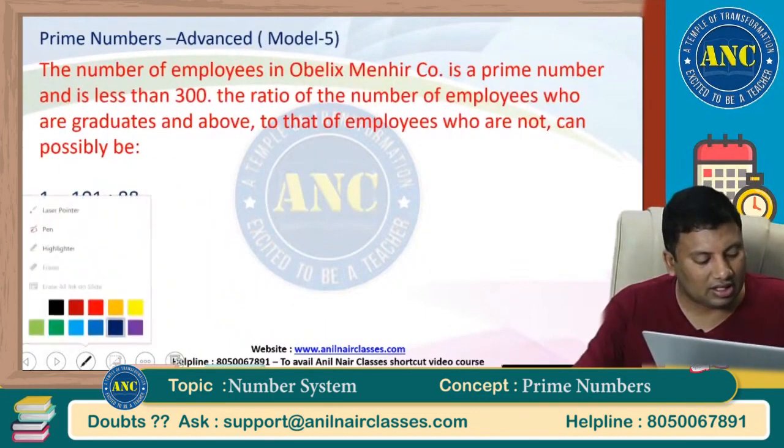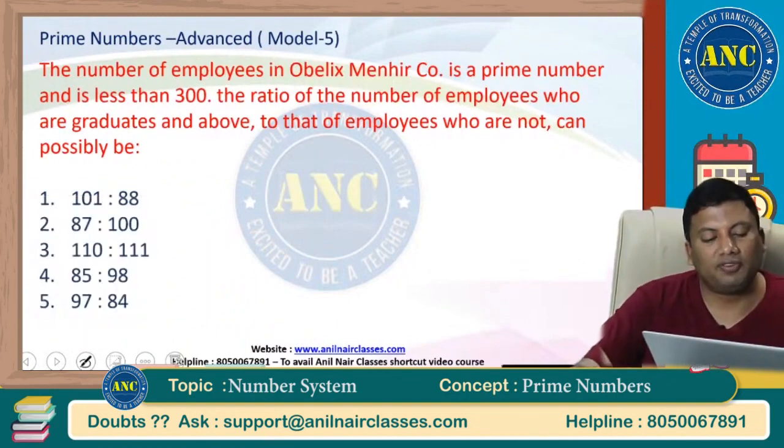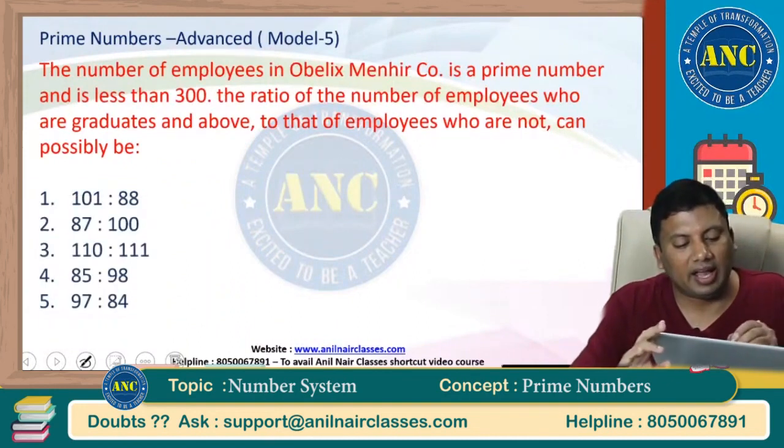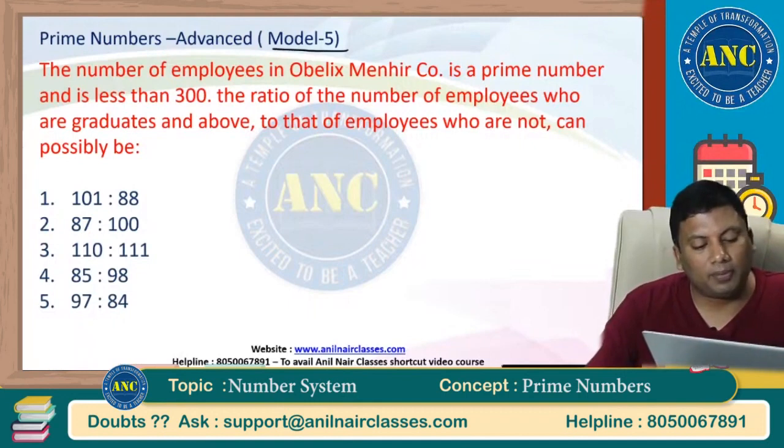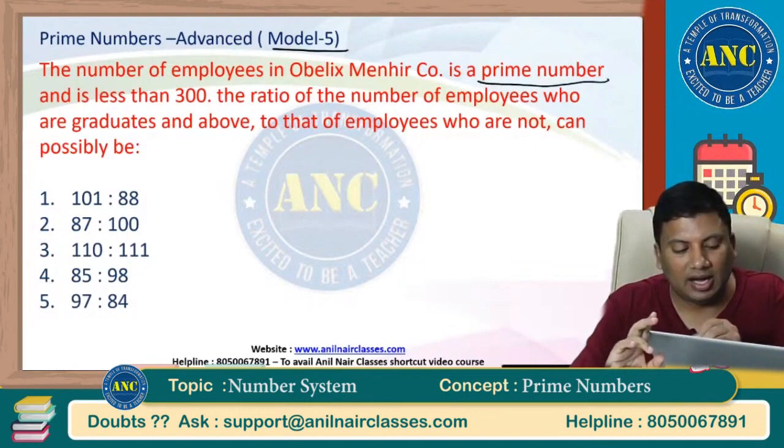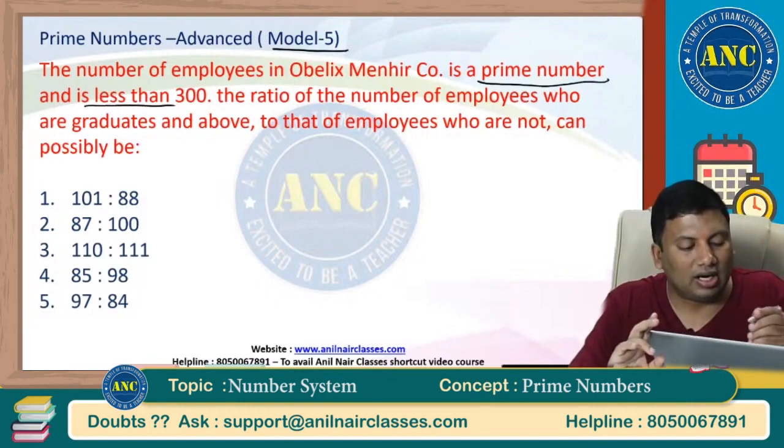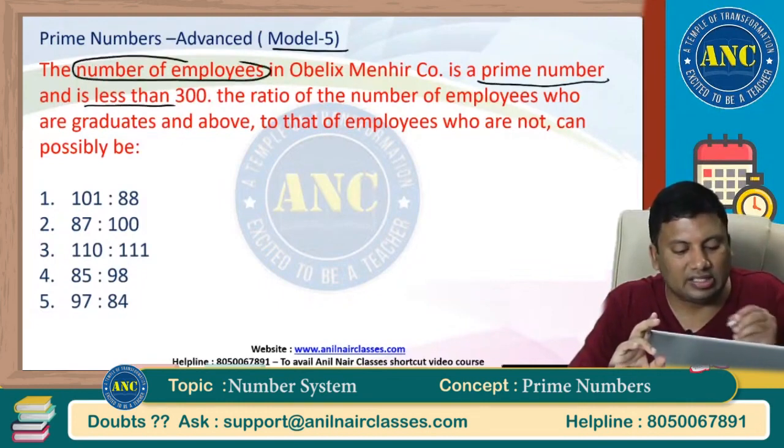Next one, another question. See here, the number of employees. This is again a CAT level question. The number of employees in Mr. Anil's company is a prime number less than 100. Total number of employees is a prime number.